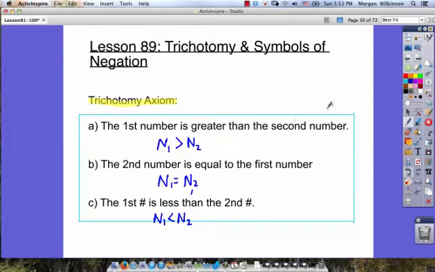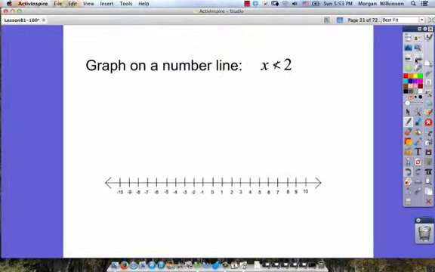Let's look at our first example. Now, we want to graph this on a number line. And this looks like x is less than 2, but the slash through this means it's negated, or we're working with the opposite of what we see. So if x is not less than 2, that's what this means, it must mean x is greater than or equal to 2.